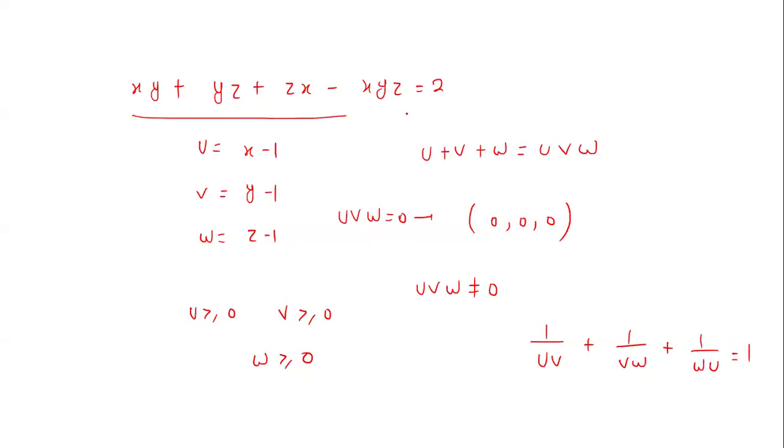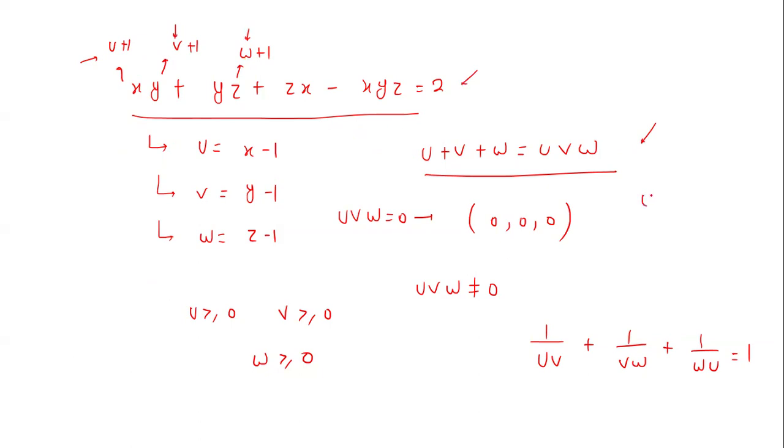So we have this equation. Here if we assume u = x - 1, v = y - 1, and w = z - 1, then if you replace x by u + 1, y by v + 1 and z by w + 1 in this equation, after simplification you get u + v + w = u times v times w.